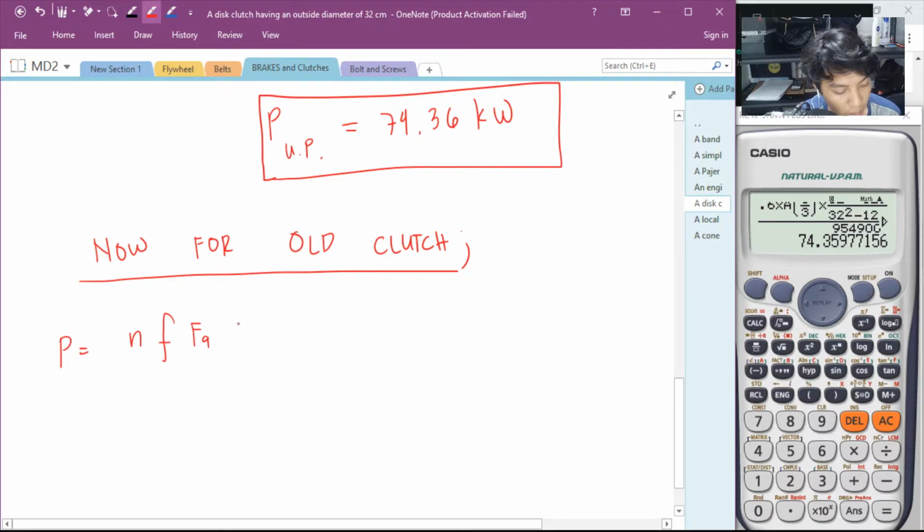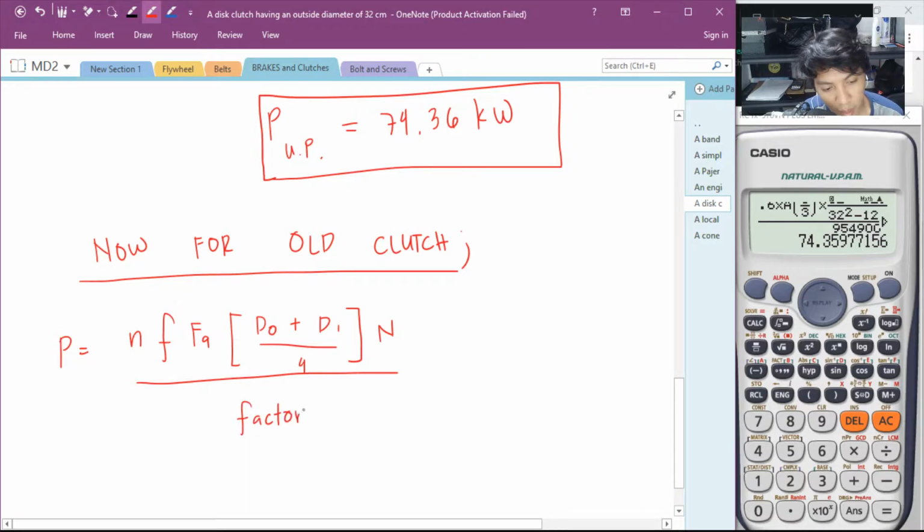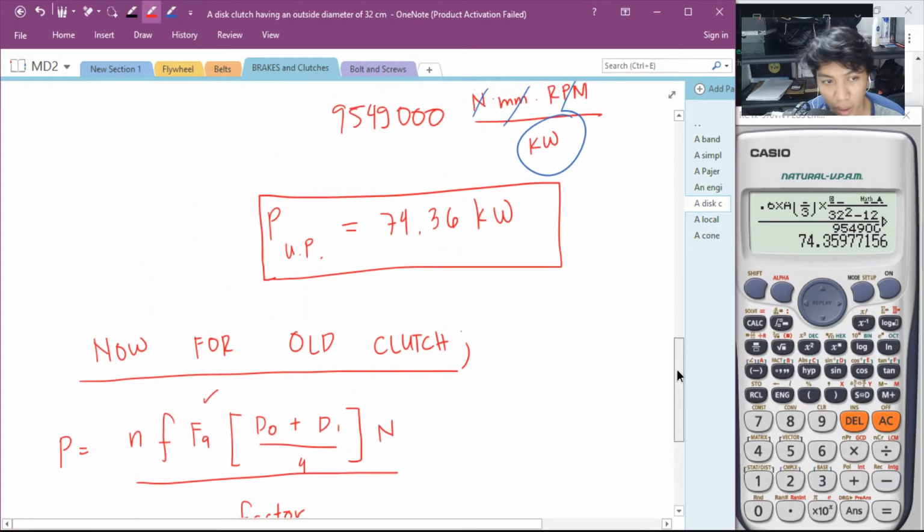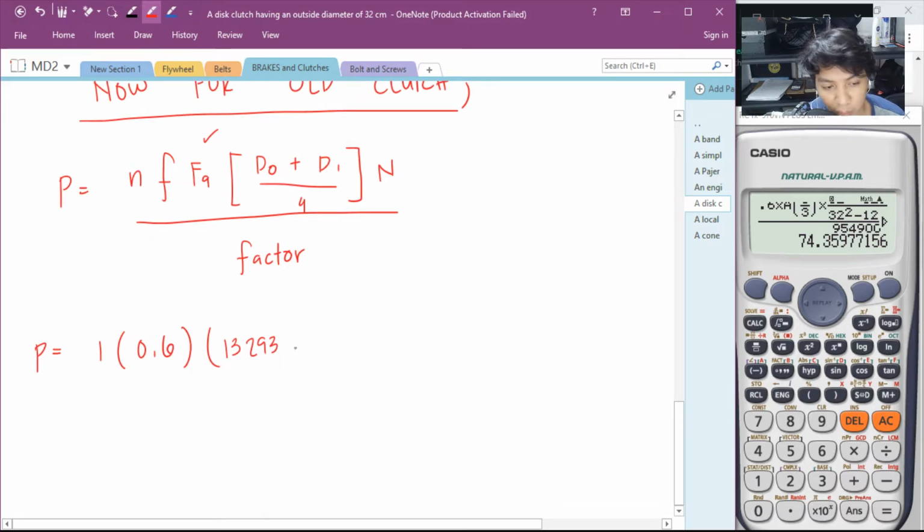okay? Tapos, multiply natin kay, ano yun? DO plus DI over 4. Multiply to rotational speed divided by factor. Now, itong FA na to, the same lang no nakuha natin kasi galing siya sa pressure. Now, P is equal to N1 multiply to 0.6 multiply to 13,293. Tama ba? 13,293.94.